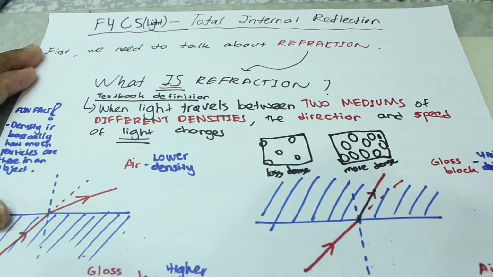Today we'll be taking a look at a Form 4 Chapter 5 subtopic, which is total internal reflection. This comes from the chapter called Light. To understand total internal reflection, or TIR for short, first we need to look at what refraction is. This is also part of Chapter 5, which is light. So, what is refraction in the context of light?